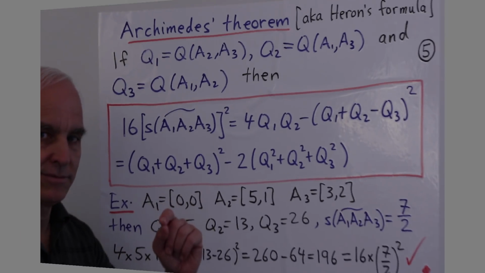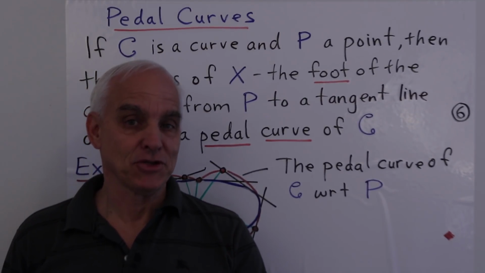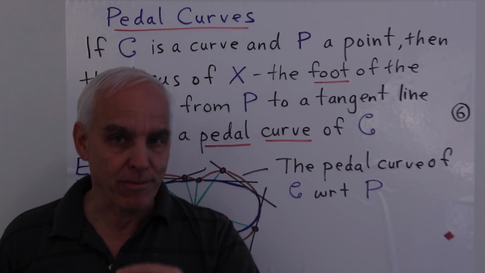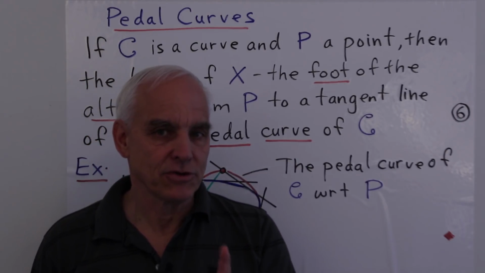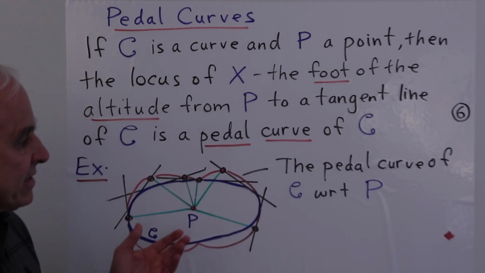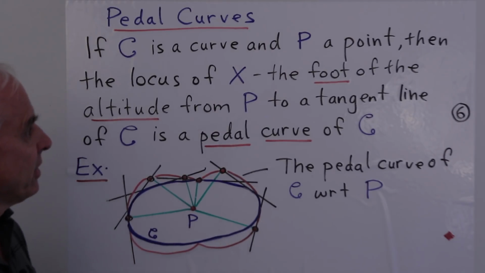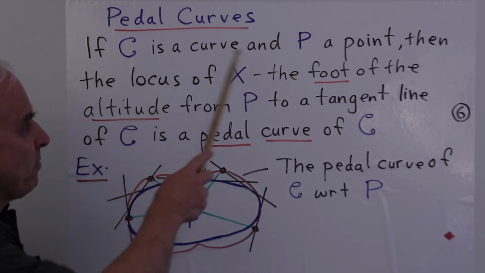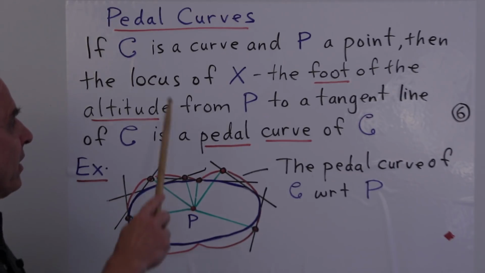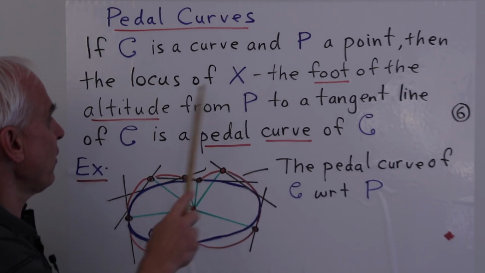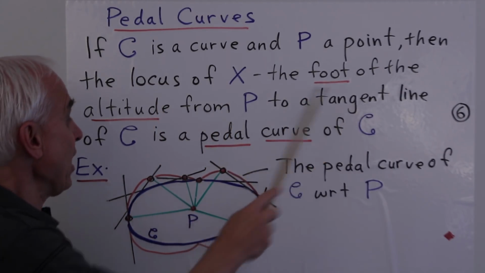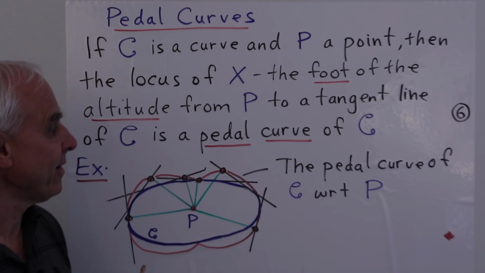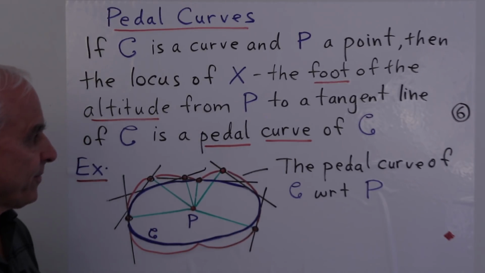So it does work. So before we get to the topic of the Kepler motion, I want to introduce the idea of a pedal curve. This is a pleasant thing that geometers think about. So if C is a curve and P is a point, then the locus of X, which is the foot of the altitude from P to a tangent line of C, is called a pedal curve of C.